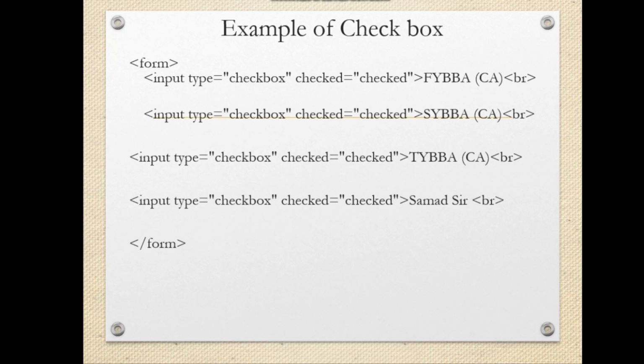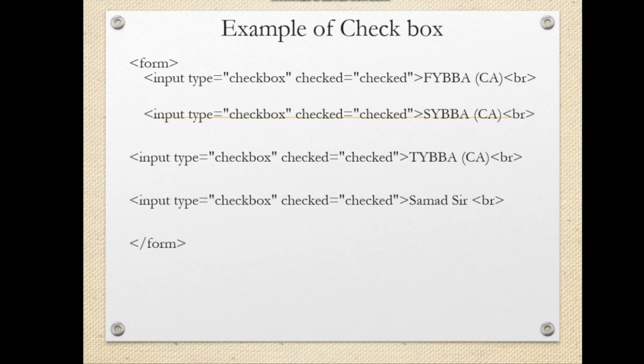Example of checkbox. Under the form tag we are writing input type equal to checkbox, attribute is checked, and the value we have given as SYBBA. Again, second thing, input type equal to checkbox, attribute is checked, and the value we have given as SYBBA. Again, third thing, input type equal to checkbox, attribute is checked, and the value we have given as TYBBA. And the last one, input type equal to checkbox, attribute is checked, and the value I have given as Samad Sir.